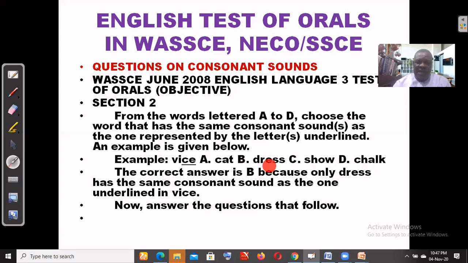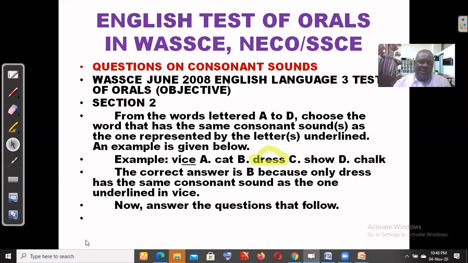And if we compare the two words, vice, dress, it's quite clear that that is the answer. So that's exactly the way to pick your answer. Dress is the answer. So we proceed to other things. The correct answer is B, just as I already mentioned, because only dress has the same consonant sound as the one underlined in vice. Now answer the questions that follow.